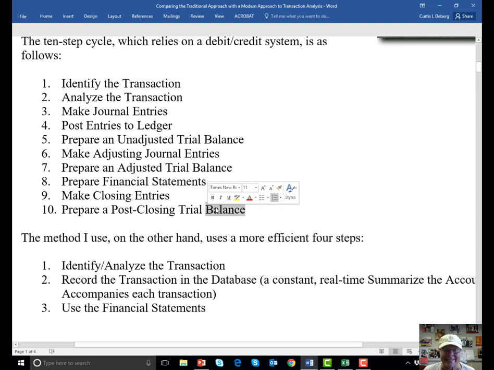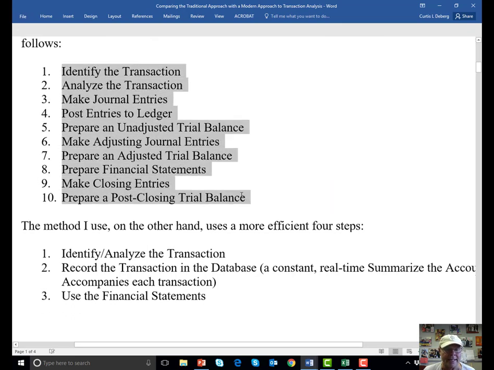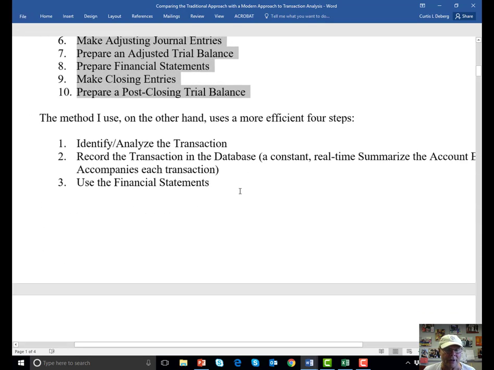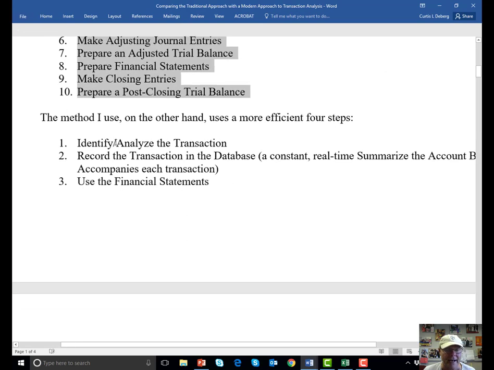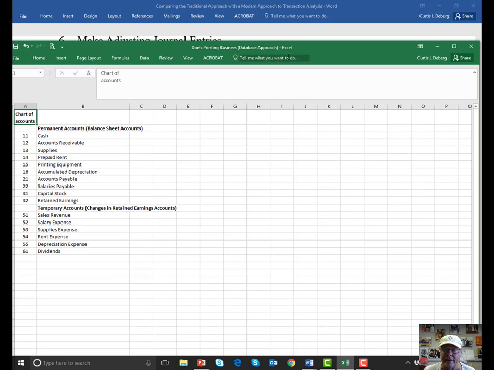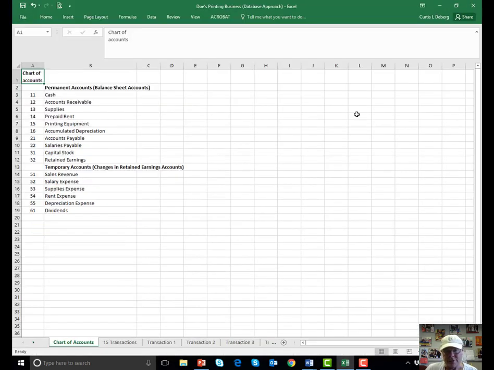Well, today, in the next 8 minutes, let me take you from the 10-step accounting cycle to the 3-step accounting cycle, which is to identify/analyze the transaction, record it in the database, and then use that database in any fashion that you need. Now that sounds probably pretty idealistic, but let me see if I can use the example that I used in the first video. And here in the second one, we're going to use Doe's printing business.